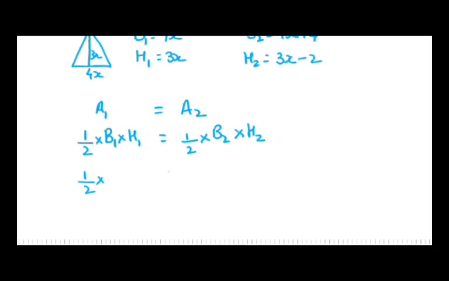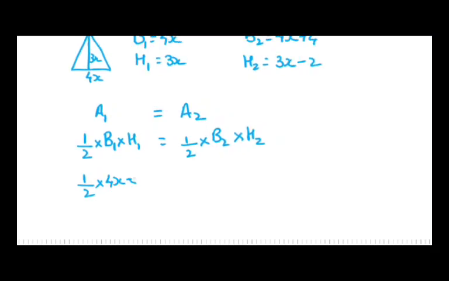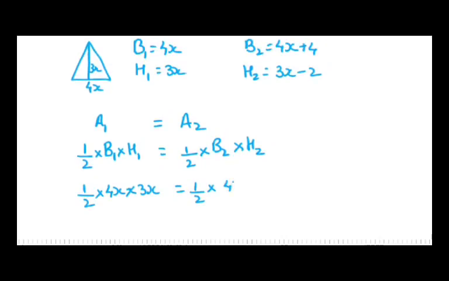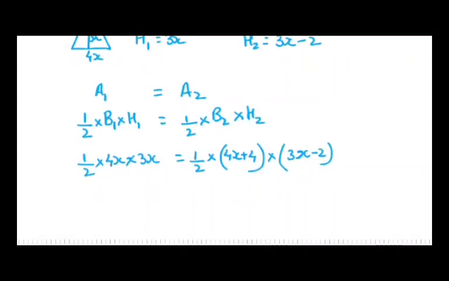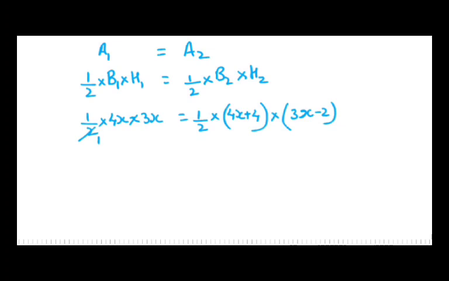Half. What do I write instead of b1? 4x into height, half into what's my b2? My b2 is 4x plus 4 multiplied by the height, which is 3x minus 2. Alright, 2 1s are 2, 2 2s are 4. So 2x into 3x makes it 6x square. Correct? Half into the bigger bracket.